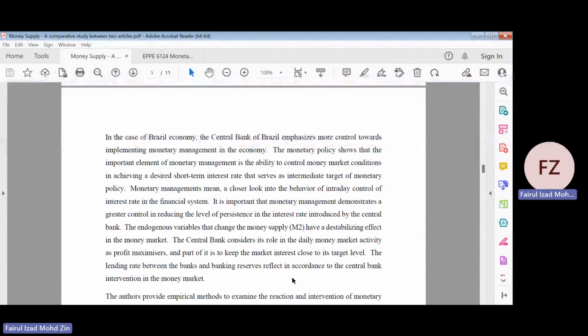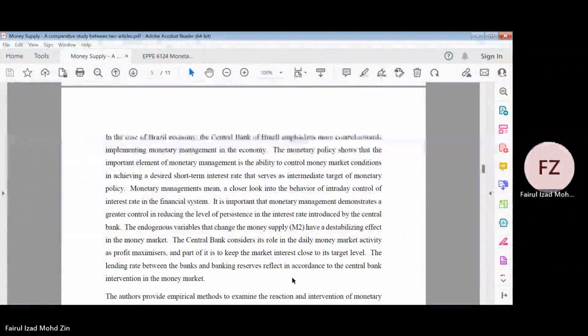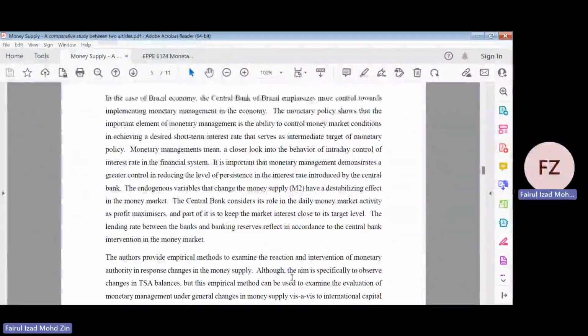introduced by the central bank. The endogenous variables change the money supply and have a disciplining effect in the money market. The central bank considers its role in the daily money market activity as profit maximizers. As part of it is to keep the market interest close to its target level. The lending rate between the banks and banking reserve reflect accordance with the central bank intervention in the money market.